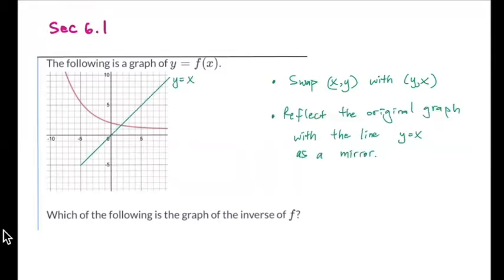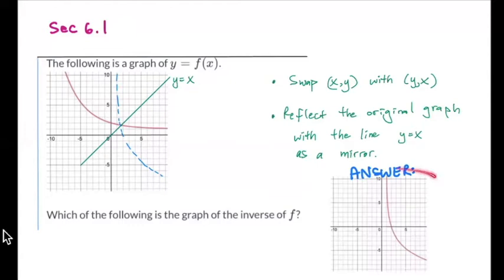So the part that was over here should now be somewhere here, and this part should be something like this. So this would be my sketch of the inverse function, and this should be your choice.